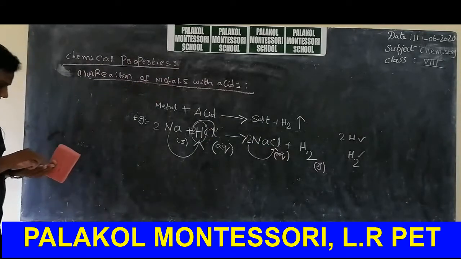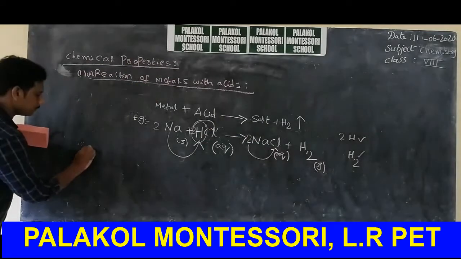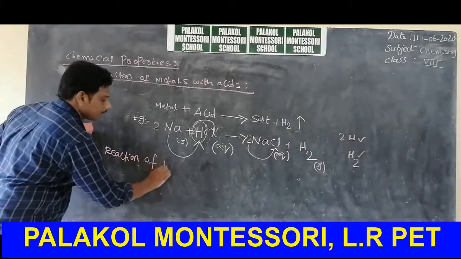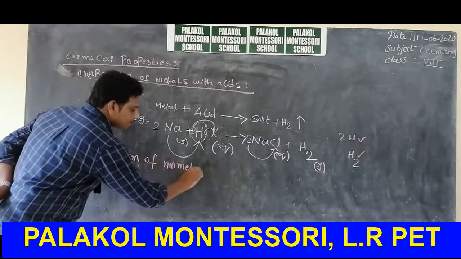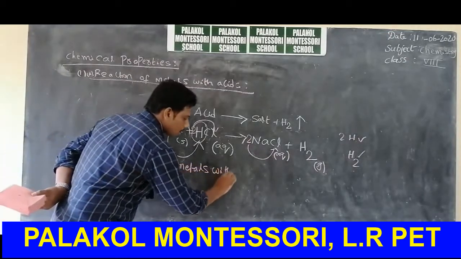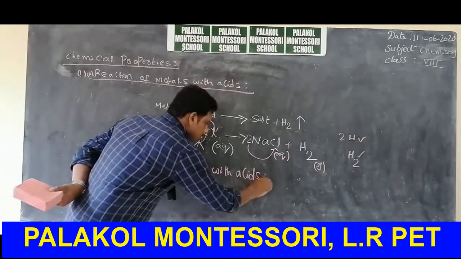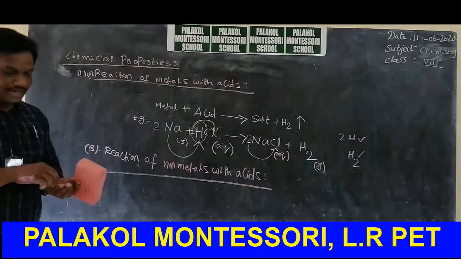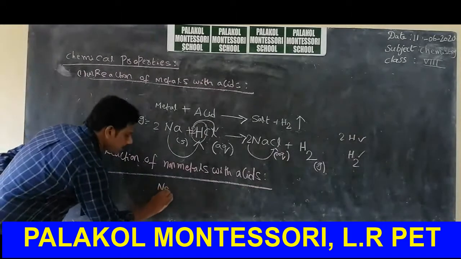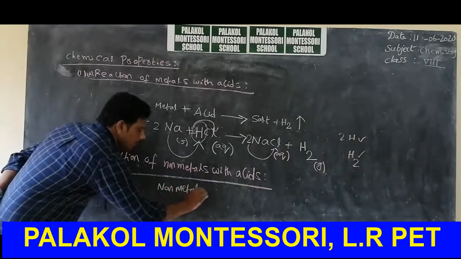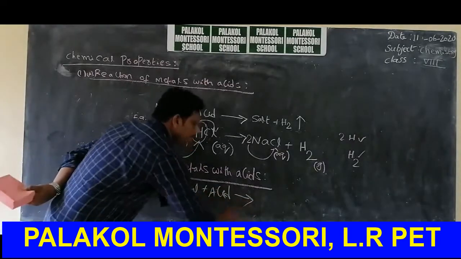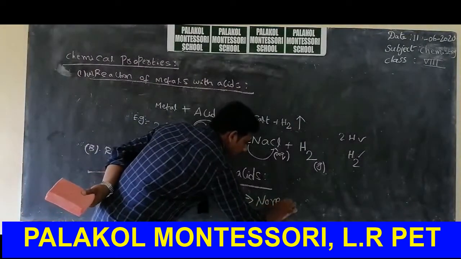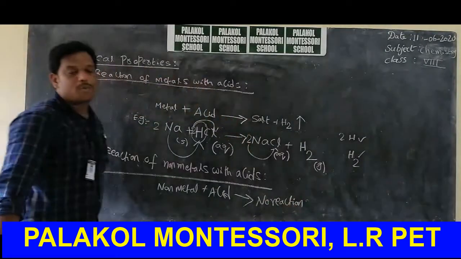Next, the reaction of non-metals with acids. Is there any reaction between non-metals and acids? Actually, there is no reaction between non-metals and acids. Non-metals plus acid, no reaction. They do not react with each other. That means only metals react with acid to produce hydrogen.